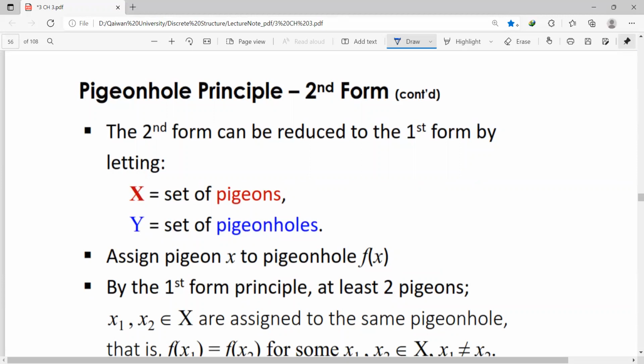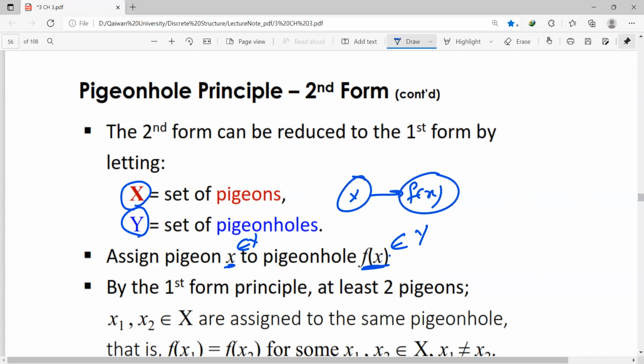The second form can be reduced to the first form by letting X be the set of pigeons and Y be the set of pigeonholes. Assign pigeon x to pigeonhole f of x. The pigeon is x and its pigeonhole is f of x, because f of x belongs to Y. So there's an arrow from x to f of x. That means this is the pigeon and that's the pigeonhole.